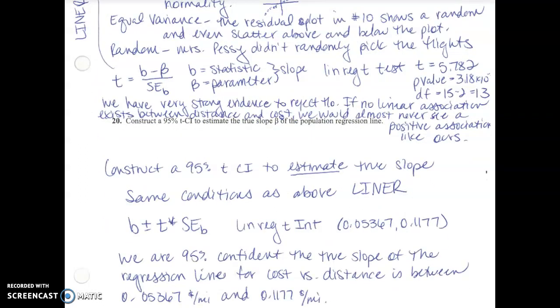And so my confidence interval interpretation is that we are 95% confident the true slope of the regression line for cost versus distance is between $0.05367 per mile and $0.117 per mile. So the same formatting that we have used throughout the semester. Same thing with the test conclusion, same format that we have used, just a few adjustments now to revisit bivariate data and an awful lot of work on my conditions.